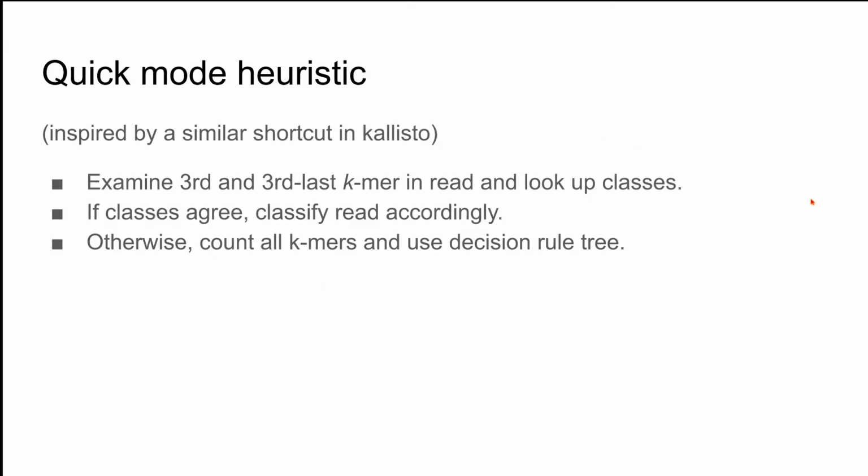We implemented a heuristic called quick mode. Here we only examine the third and the third last k-mer in a read or in a read pair and look up their classes, and if they agree, we directly classify the read accordingly, and if they don't agree, then we use the decision rule.